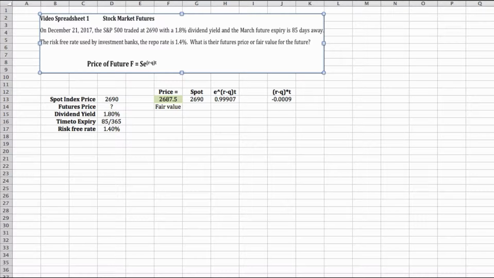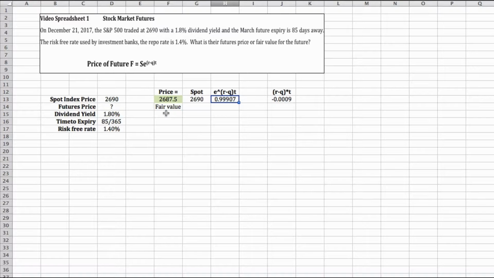When we do that, you'll find that I've calculated just that piece separately over here. You'll see that it's 1.4 minus 1.8 times 85/365. And then we'll raise e to that negative number, which gives us basically 99.91% of whatever you want to multiply it by. That would be the spot value here. And the result is the fair value of the future.